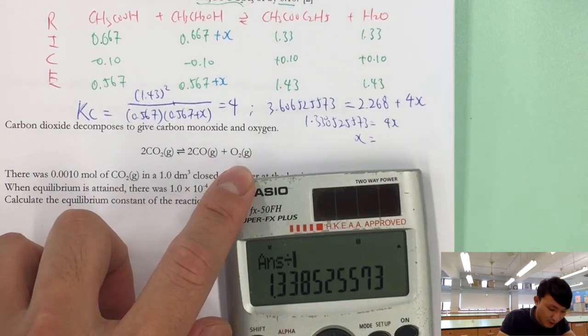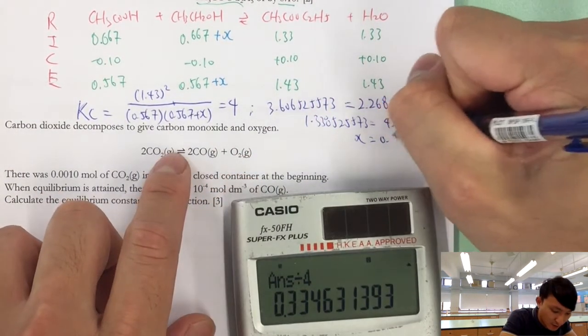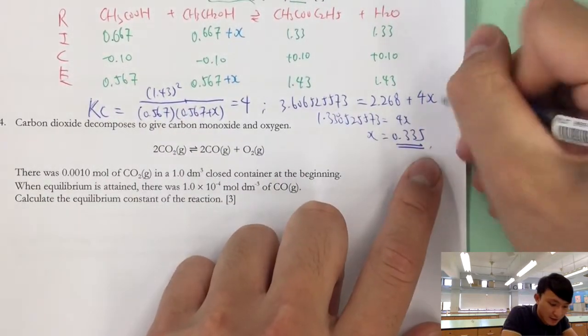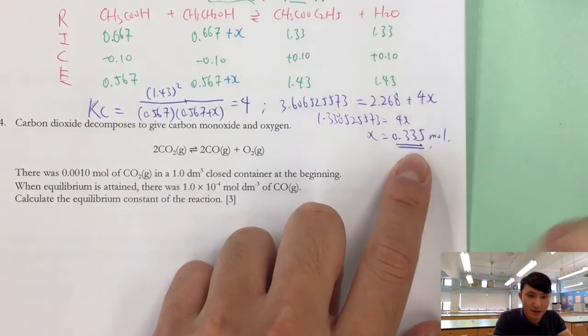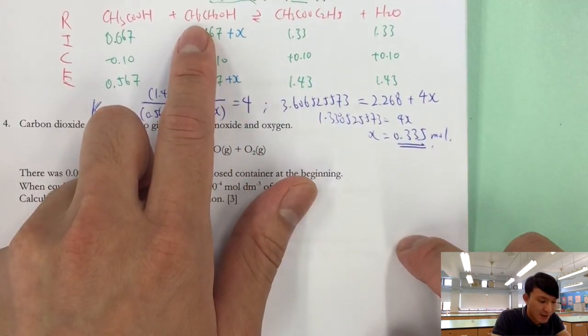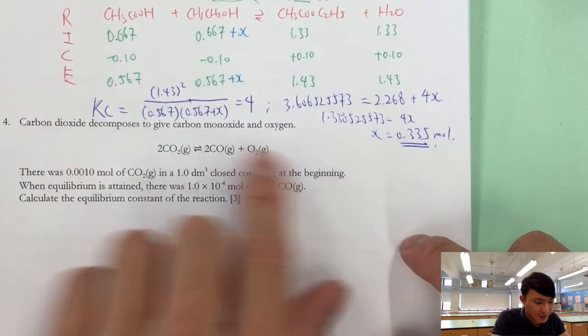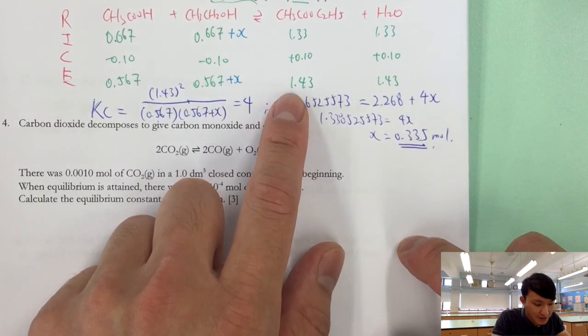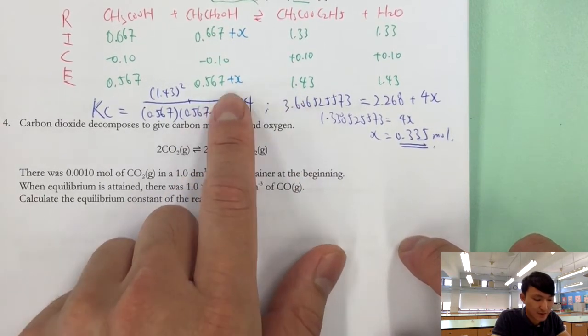You have this answer divided by 4, you get 0.335. Okay, so you need to add 0.335 moles of ethanol in order to get 0.1 mole extra ester. Okay, so that's the idea.